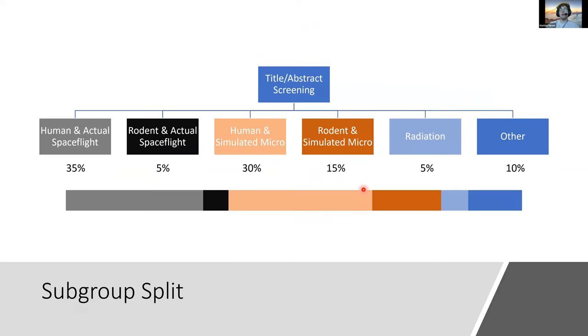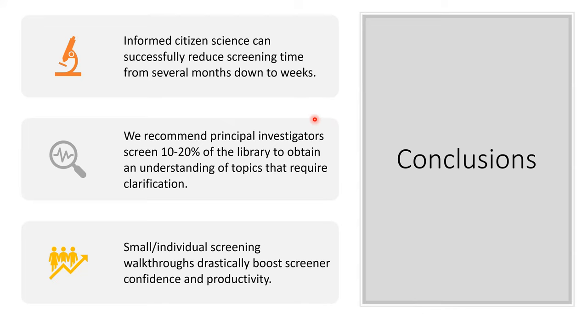As outlined by the title of this project, we are focusing on large subgroups describing outcomes of actual and simulated spaceflights on humans and rodents, while also considering some radiation effects. Specifically with regards to radiation, we realize that there are some aspects that we missed in our initial search, and thus we will continue to be working closely with AWG members to redo this part of the project for more completion. We successfully showed that informed citizen science can reduce screening time from months to weeks.